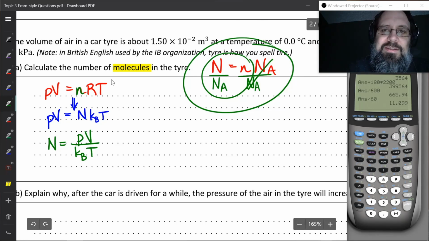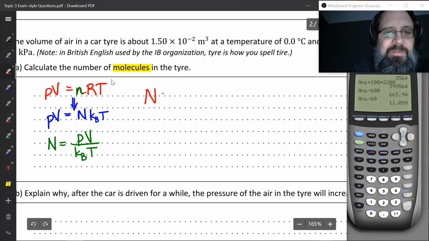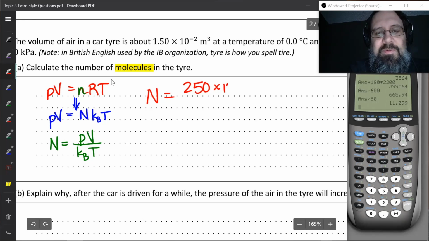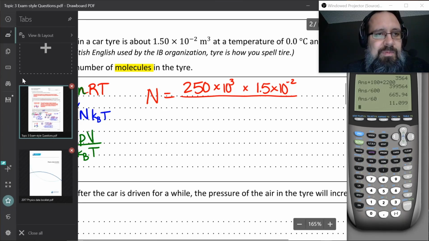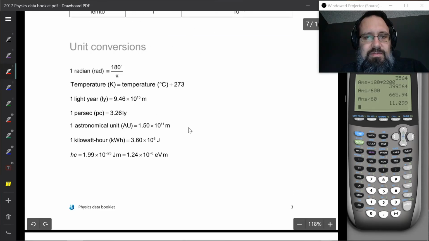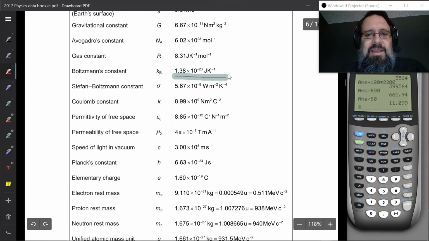So I was trying to select. There we go. So now we're just going to plug the numbers in. The number of molecules is going to be the pressure, which it said was 250. Let me make sure that's right. Yeah, 250 kilopascals. So I have to remember the kilo. And then I'm going to multiply by the volume, which was 1.5 times 10 to the negative 2. We're going to divide by Boltzmann's constant. And Boltzmann's constant, if we don't remember what it is, we can just go look at the IB data booklet. Boltzmann's constant is 1.38 times 10 to the negative 27.